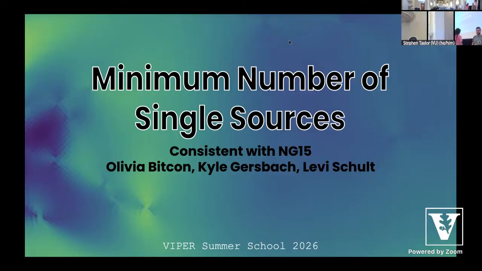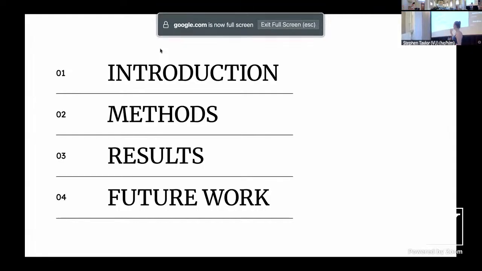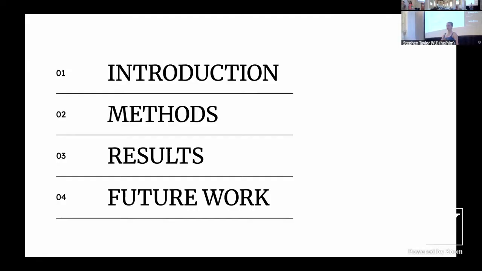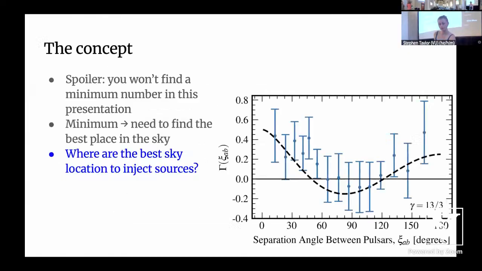Hello, everyone. As you can see, we are the group that was trying to figure out the minimum number of single sources you would need to match, to some extent, the 15-year data or the Hellings-Downs correlations. Today we're going to give a quick introduction to what we were thinking about, what the thought process was, our methods, what we got out, and what we would do in the future if we had a bit longer. Spoiler alert, you're not going to get a number out of this. We will not be answering the question of what is the minimum number of sources, but we got towards it a bit.